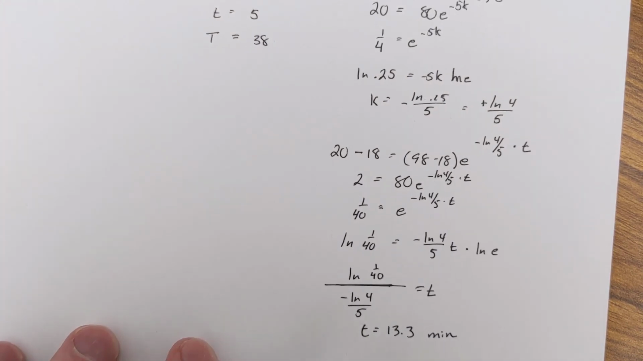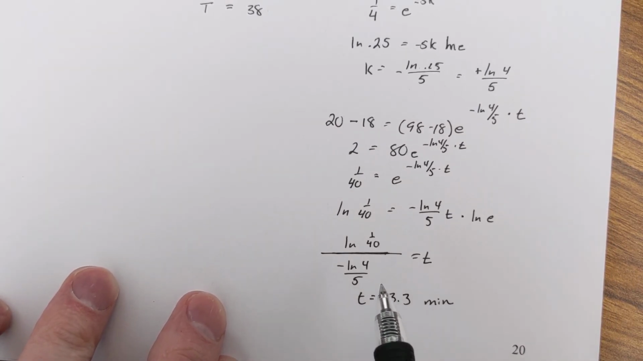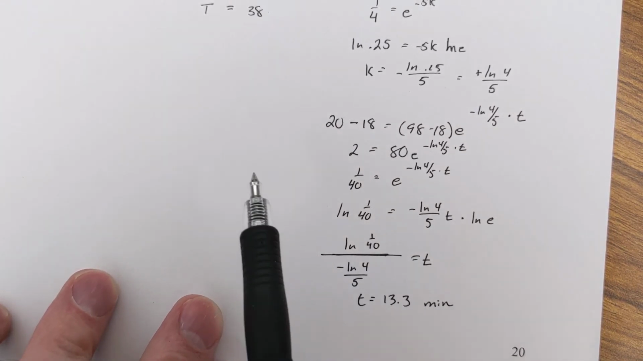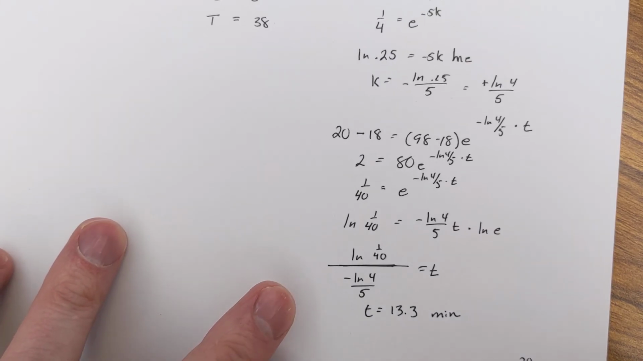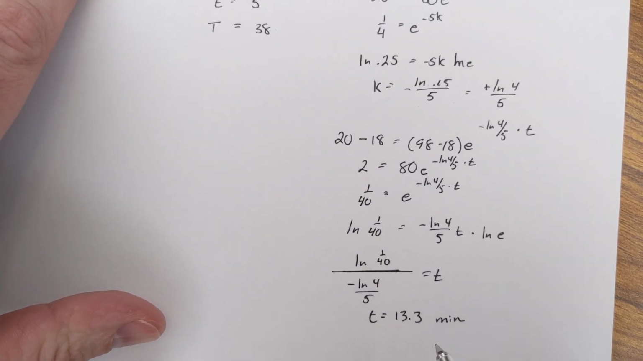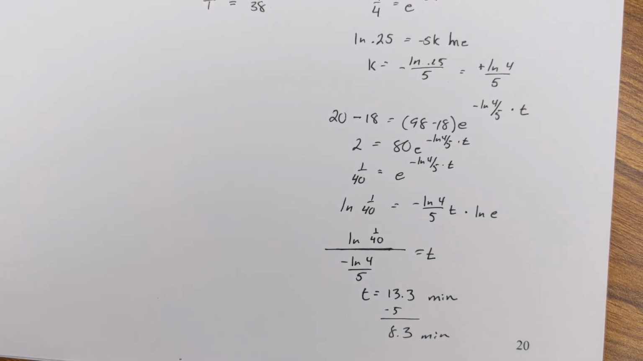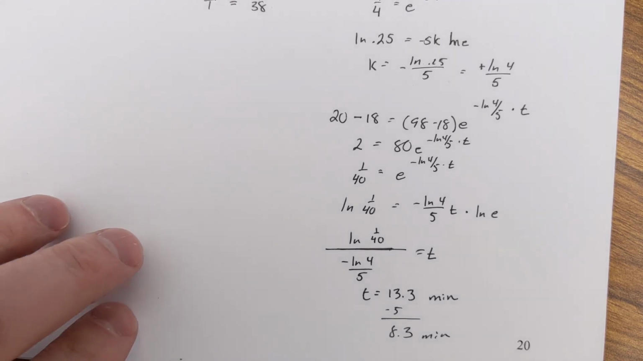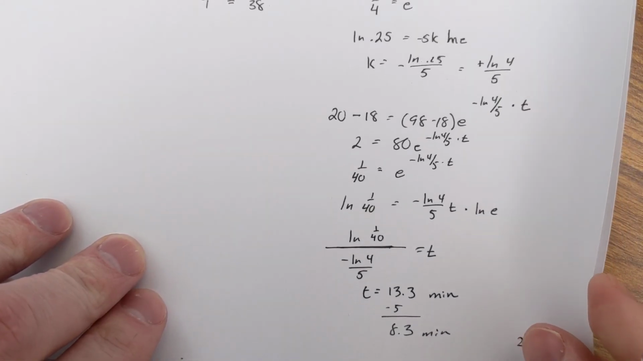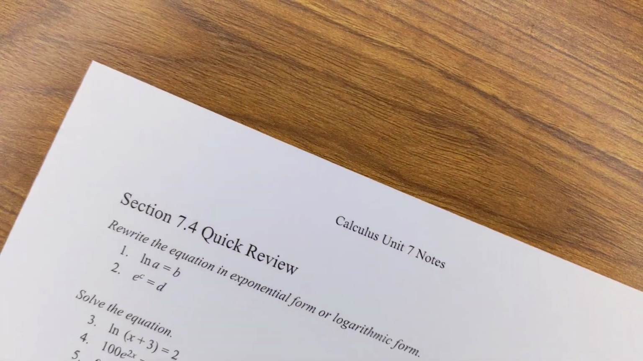Okay, so now this is cooling from 98 degrees. But the question says how much longer will it take to reach 20? So it took 5 minutes to get down to 38. So if I subtract 5, it's going to take 8.3 more minutes to get all the way down from 38 to 20. So it dropped 60 degrees in the first 5 minutes, and it's going to take 8 more minutes to drop the last 18 degrees. And that brings us to the end of the section.